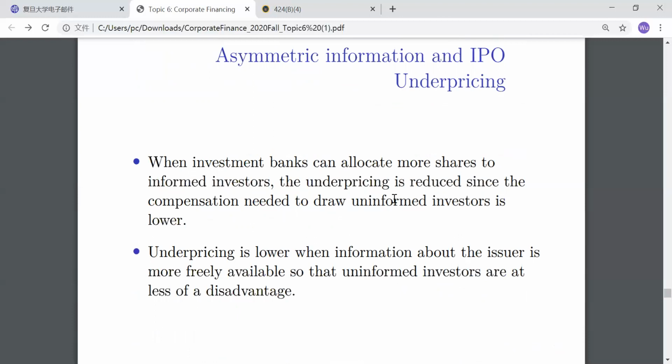And when investment banks can allocate more shares to informed investors, the underpricing is reduced, since now you no longer need to attract that many retail investors. So that's why you don't need to underprice it. Also, when the information about the issuer is more freely available, the underpricing is also low. In that case, an informed investor will be at less of a disadvantage, because when they try to buy the stock of an IPO, they are at a disadvantage, since institutional investors know more about the company.